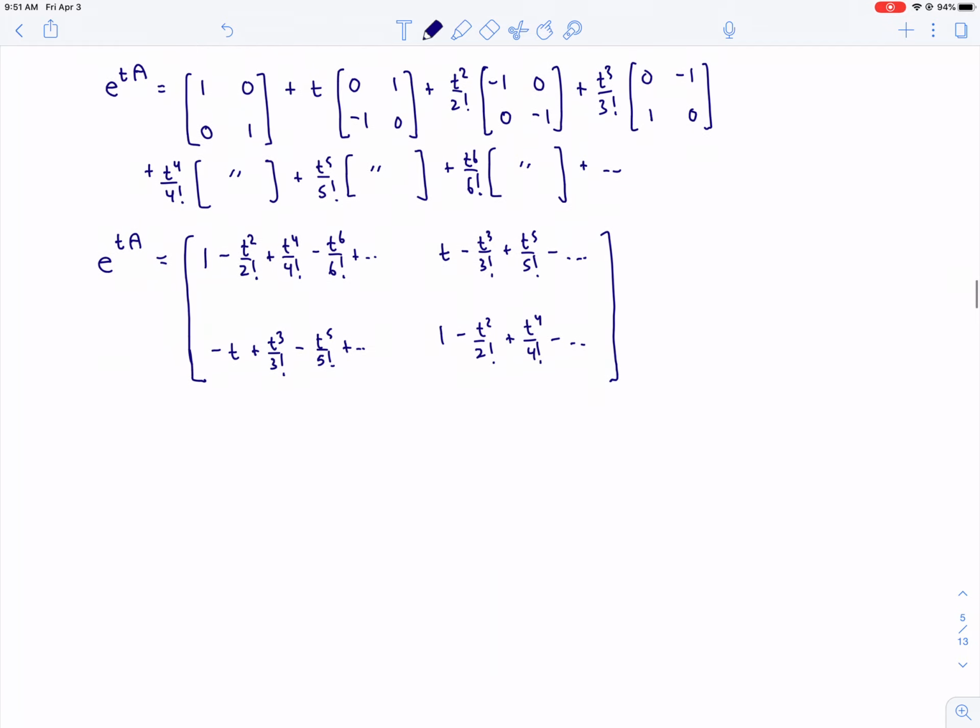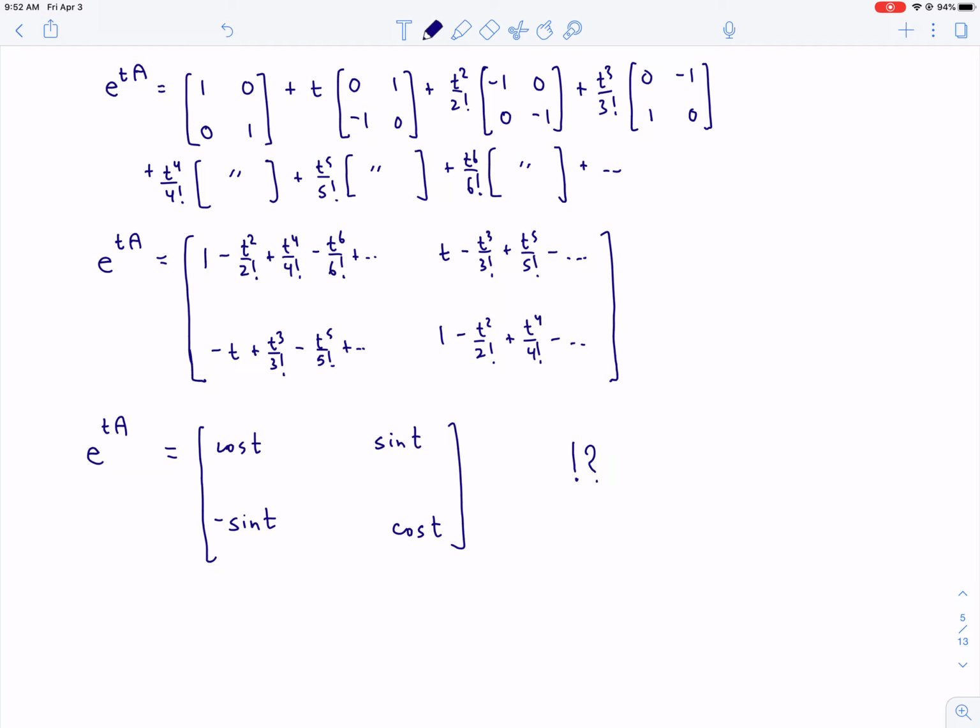And look at this. E to the tA is cos t in the diagonals, sine t in the 1,2 spot, and minus sine t in the 2,1 spot. How about that? We recognize that.